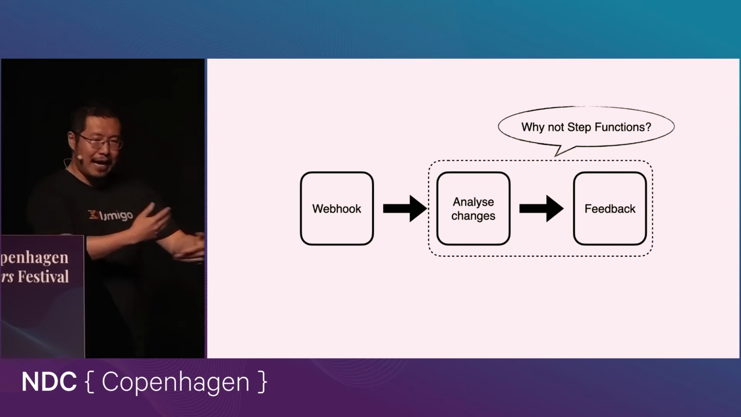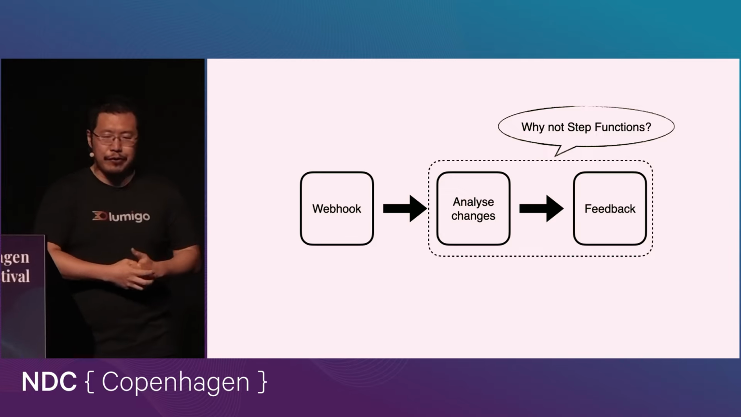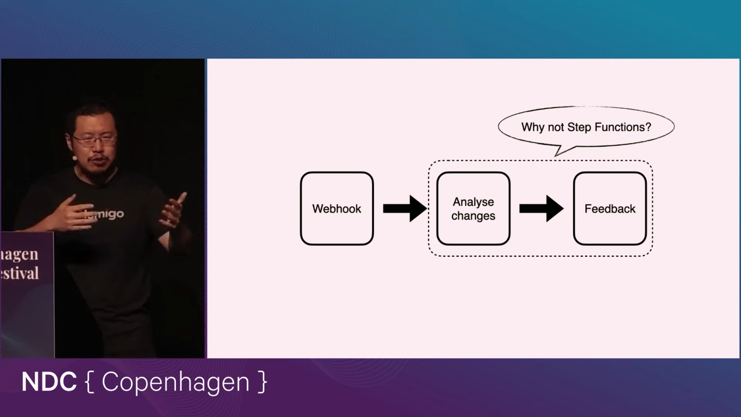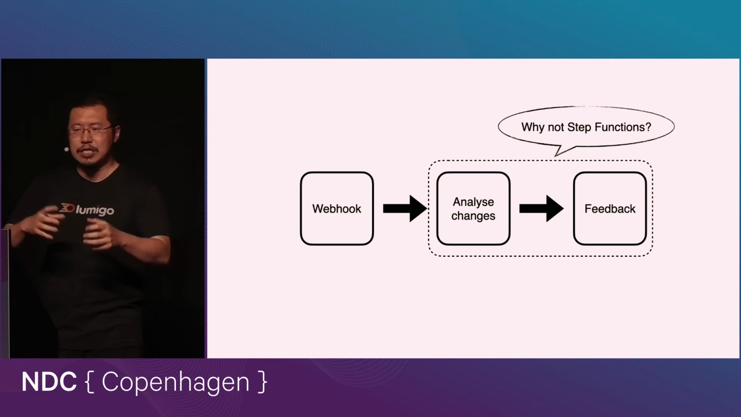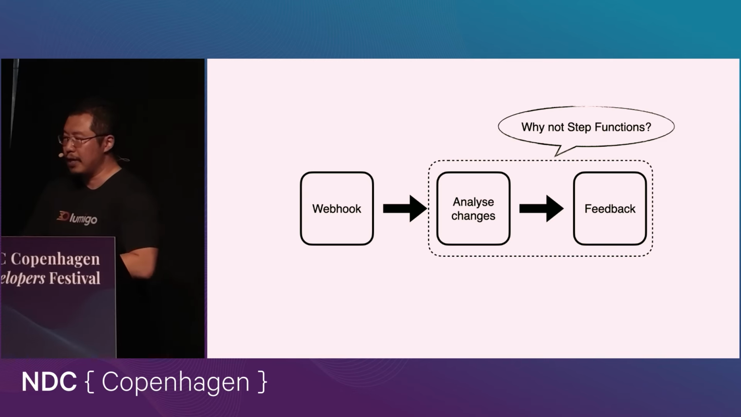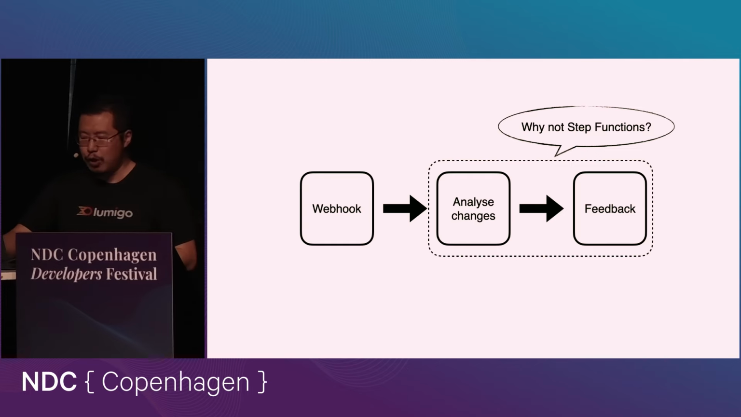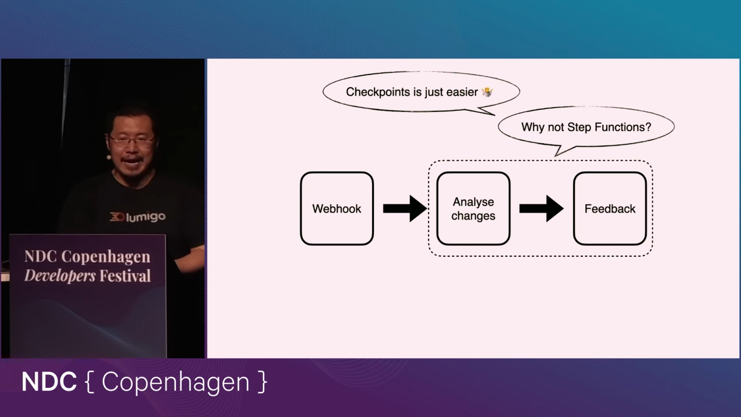So for folks who are on AWS, you may be thinking, why don't you use Step Functions, which is an orchestration engine service that AWS offers. I guess on Azure, you've got Durable Functions. You've got something very similar that allows you to implement a workflow using Azure Functions. The reason why we don't use that is because checkpoints is just simpler.